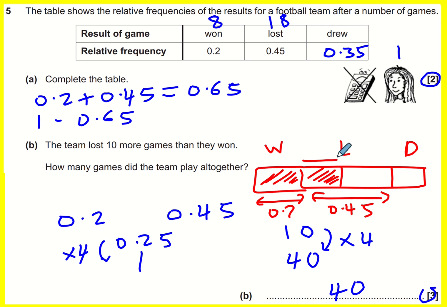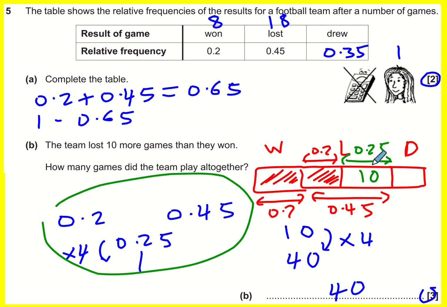This is now going to be 0.2. And I then know that I've got these 10 extra games here that I've lost, and what's that going to be worth? That's going to be worth 0.25. And then I want to make it up to 1, so that's why I times by 4. So I've basically done the same thing, but maybe a more visual approach.